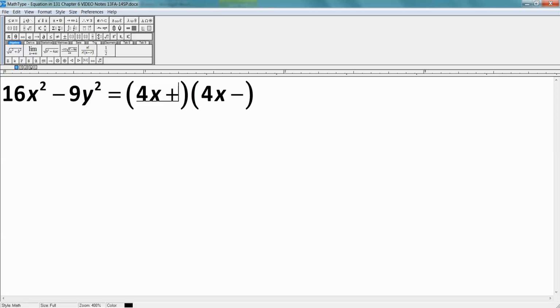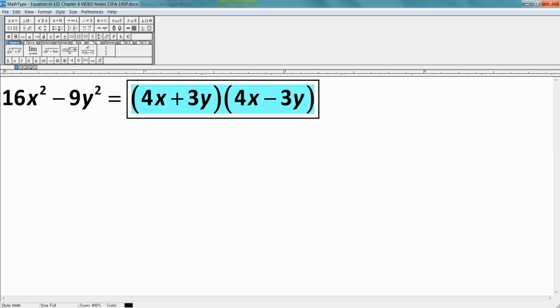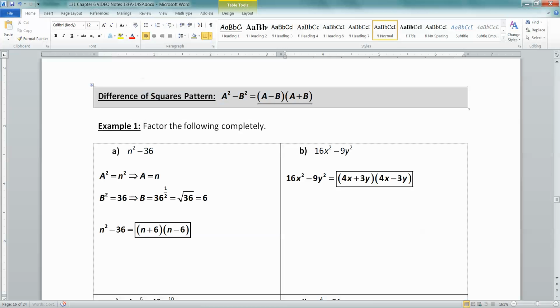Now, you could try 1 and 9, but that won't do you any good because you won't get outers and inners to disappear like you need them to. Instead, you want to use 3y. So 3y, 3y. And there you go. Done.